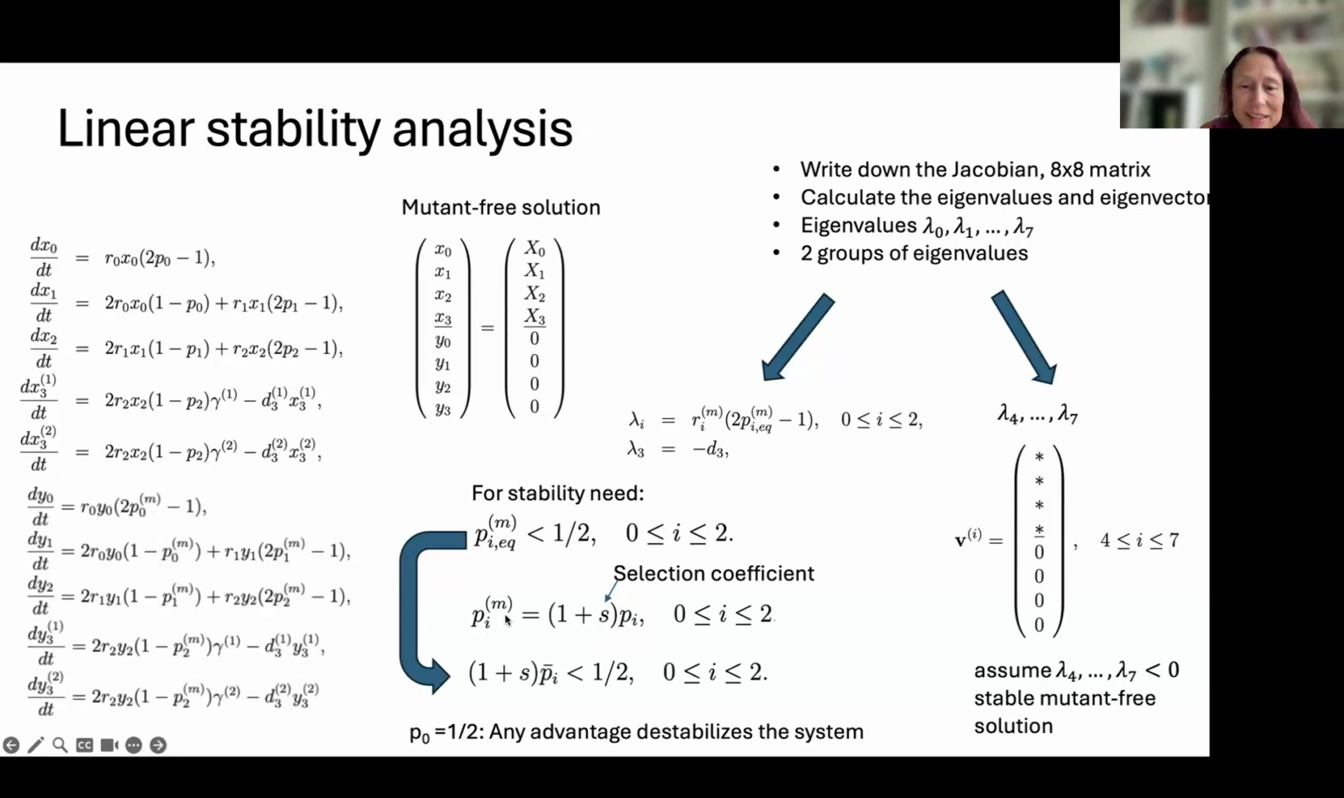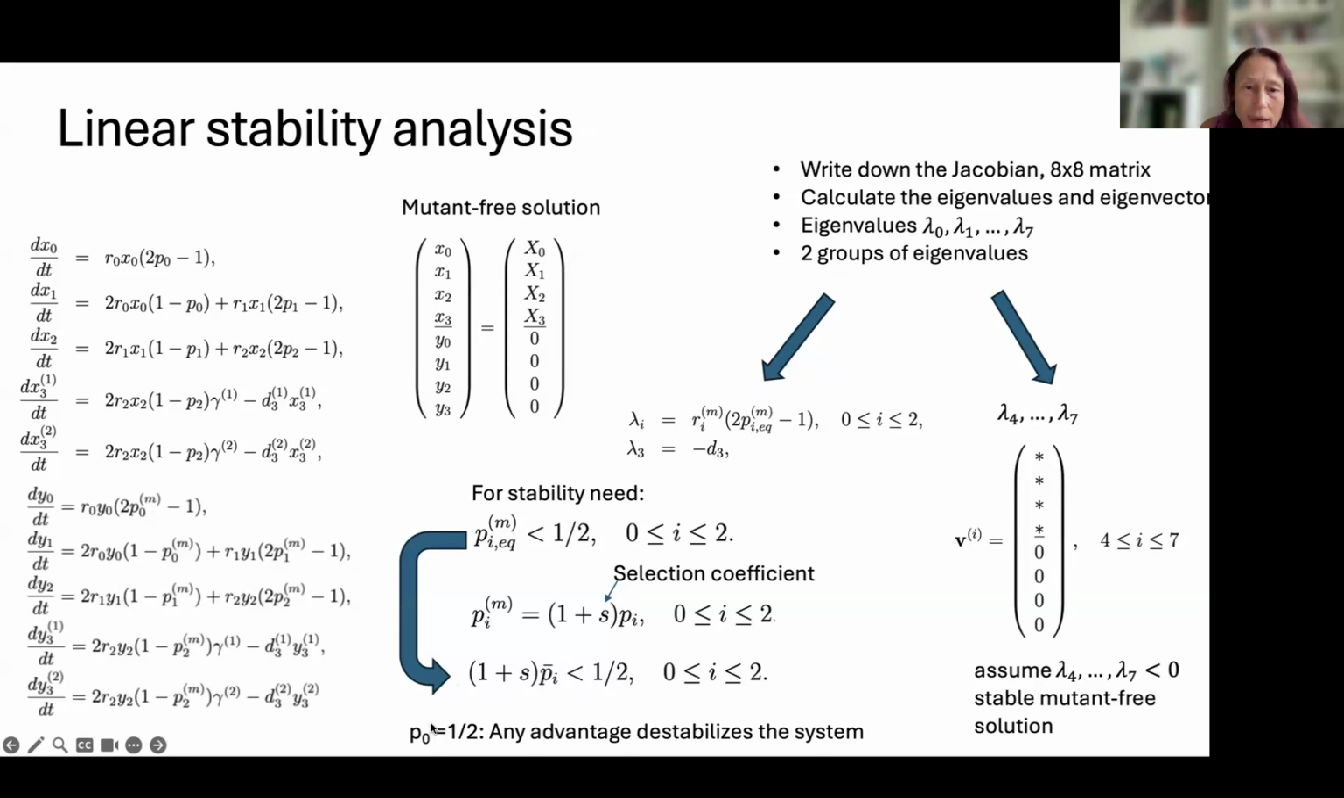If we rewrite the probability of self-renewal for mutants as 1 plus S, the selection coefficient, times the normal, this inequality becomes very simple. It's a simple inequality for S. And this is the measured equilibrium probability of self-renewal that I have in my table, right? We estimated it from experimental data.